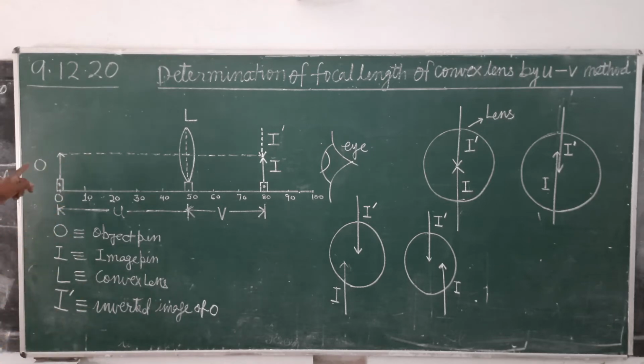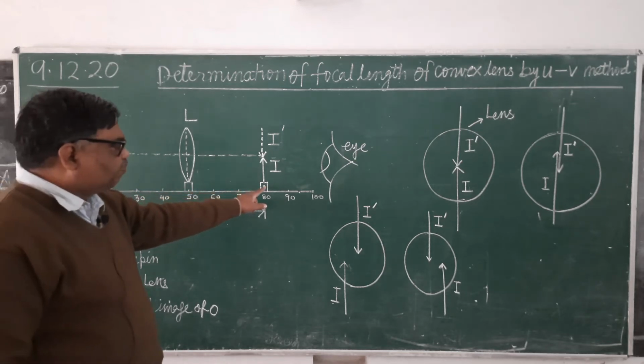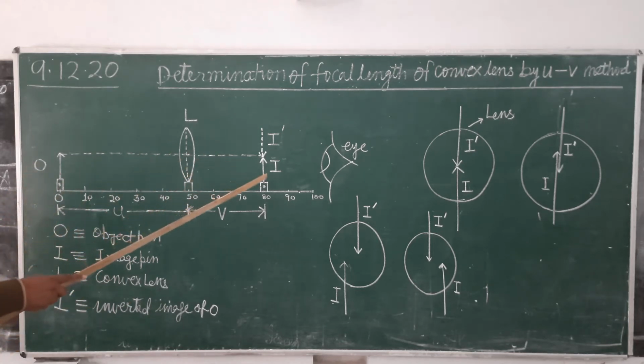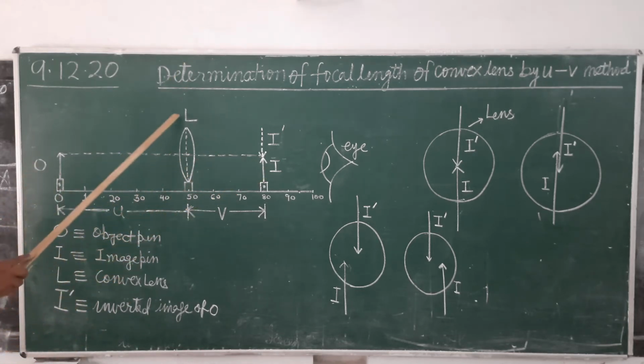So that's why in this diagram I have made object pin O at 0 centimeter mark, and the lens has been mounted over the upright, and that upright has been kept at 50 centimeter mark. There is a provision of lateral movement of the pins in these two uprights. That's why I have put a dot here. It is clear. So I is the image pin, L is the lens.